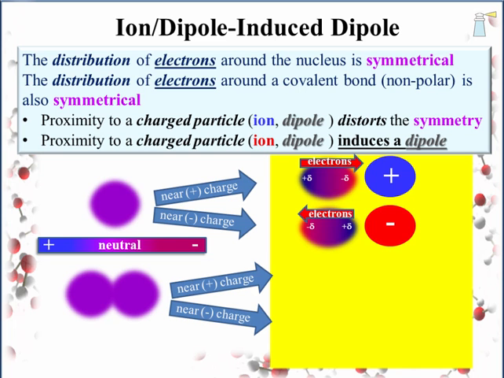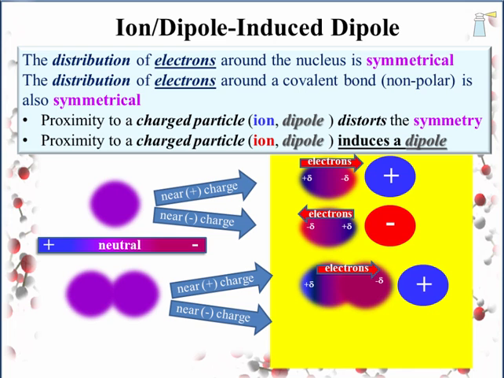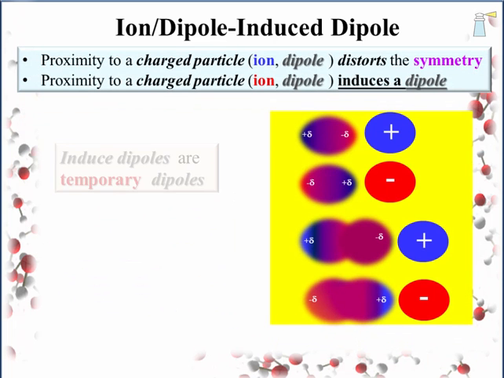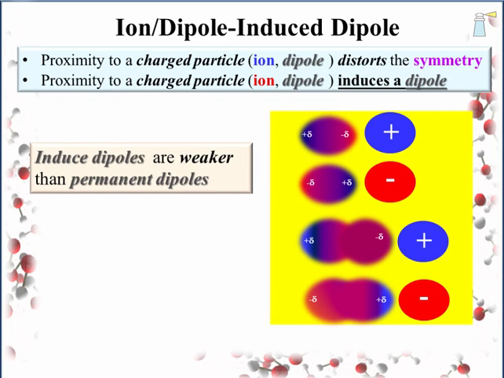As it neared a positive charge, electrons would be drawn to the charge, inducing a dipole. As it neared a negative charge, electrons would be pushed to the opposite end of the bond. The redistribution would cause an induced dipole. Induced dipoles are temporary. They will go away if the charged particle is removed. Induced dipoles are weaker dipoles than permanent dipoles.